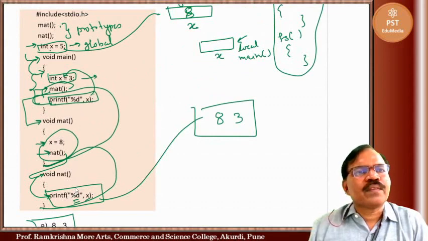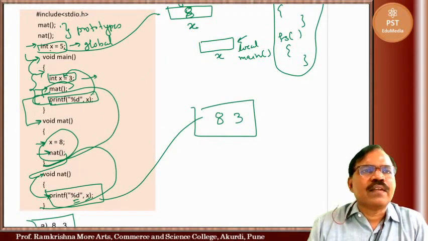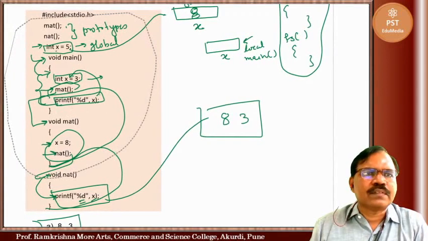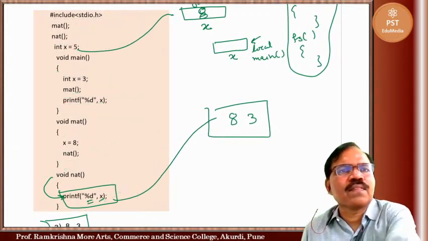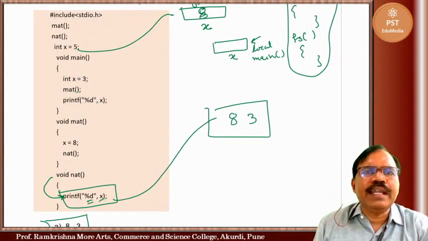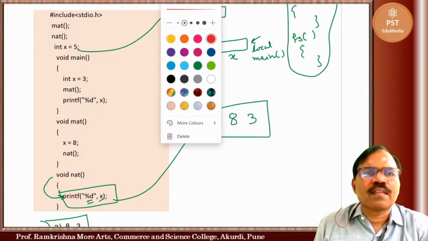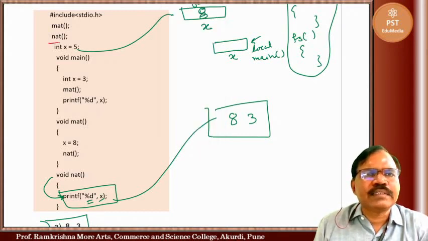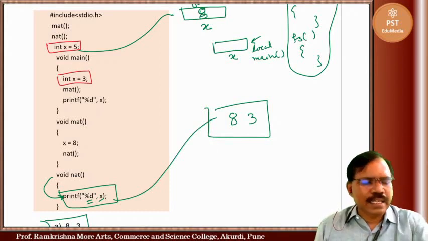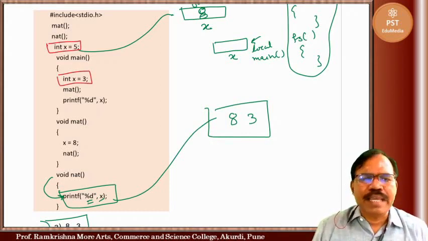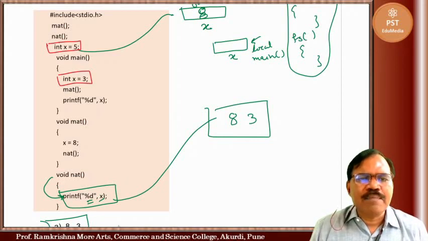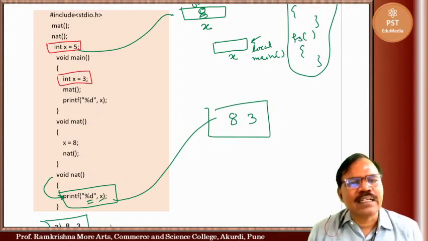So here we have int x, here int x, and here int x. It is declared globally as well as in main. The name is the same but the memory locations are different.